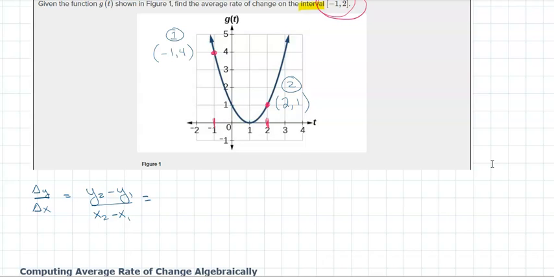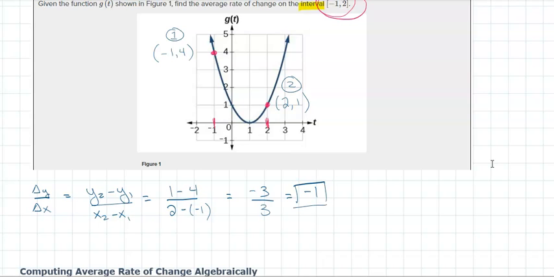So y2 is going to be 1. y1 is 4. Okay, so point 1 and point 2 I've labeled up there. x2 is 2. x1 is -1. And I put it in parentheses because I'm going to have minus a -1. So I get 1 minus 4 is -3, and 2 minus -1 is 3, and so I get a slope of -1, or my rate of change of -1.